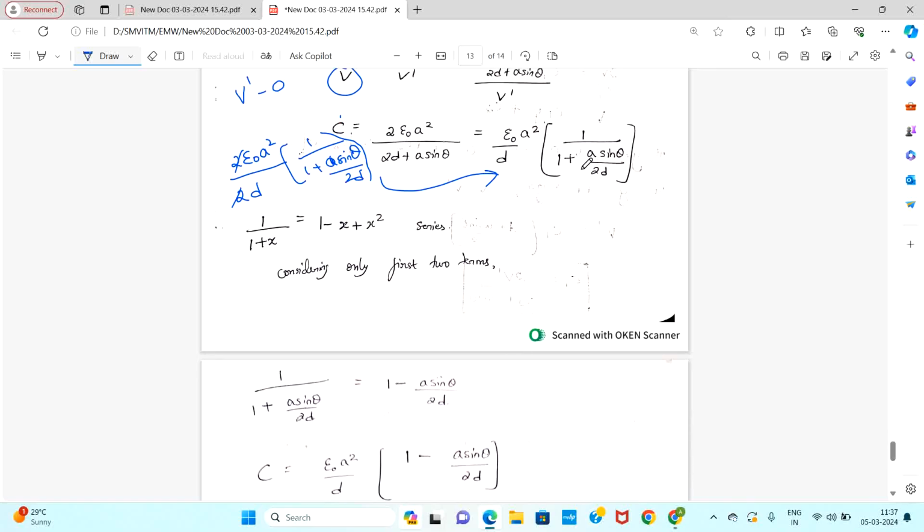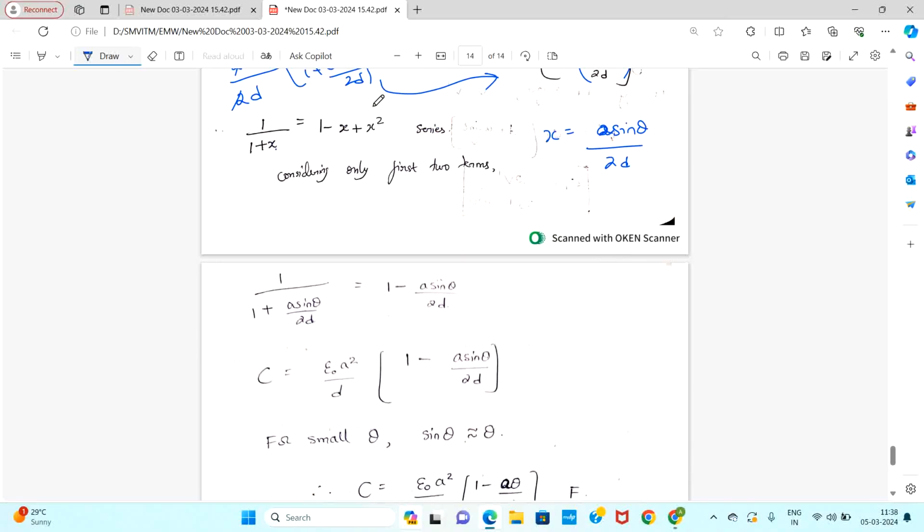Right? So if you now look at this, you have this power series expansion. 1 by 1 plus x can be written as 1 minus x plus x square minus x cube plus x power 4, and so on. Okay. Same concept is applied here. In place of 1, you have 1. In place of x, you have A sine theta by 2d.